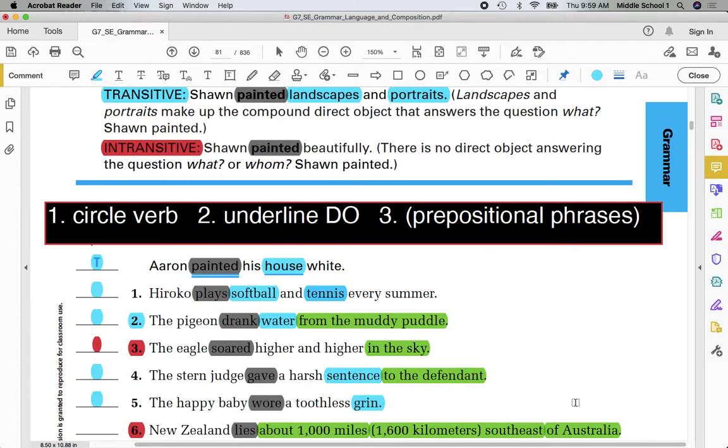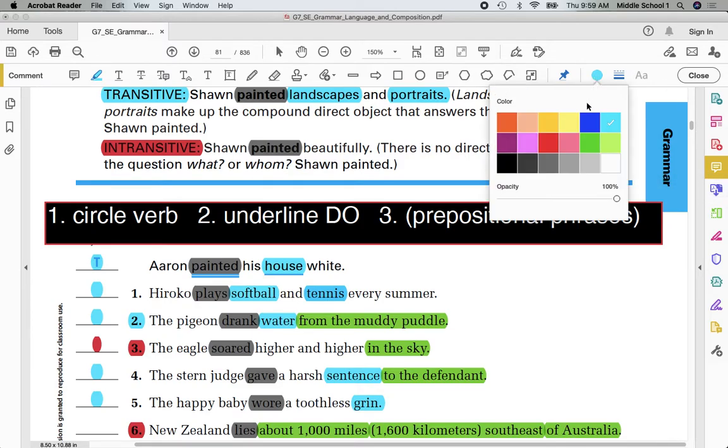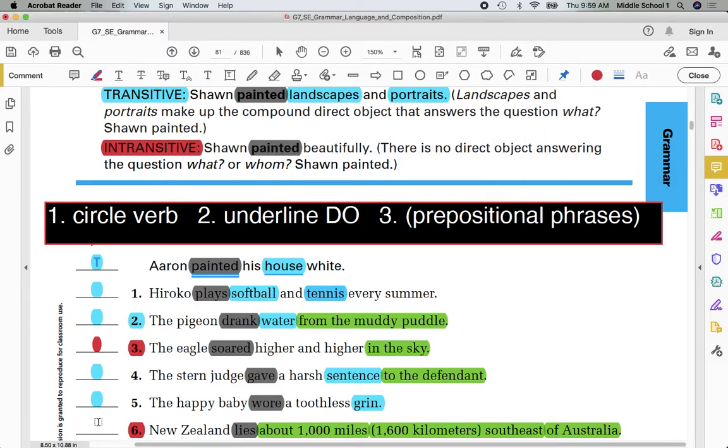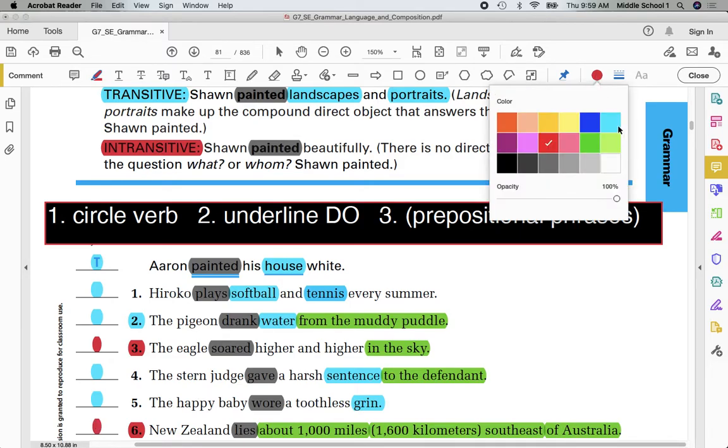Number 6, a great example of how having identified the prepositional phrase makes my work a lot simpler. About 1,000 miles southeast and of Australia, are two prepositional phrases. What's left? New Zealand lies. That's like Jesus wept. There is not an object in sentence number 6. What am I going to call it? Intransitive.